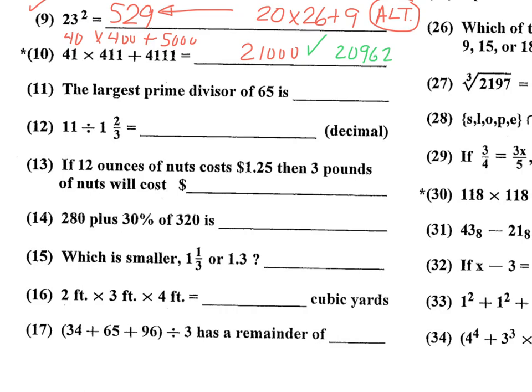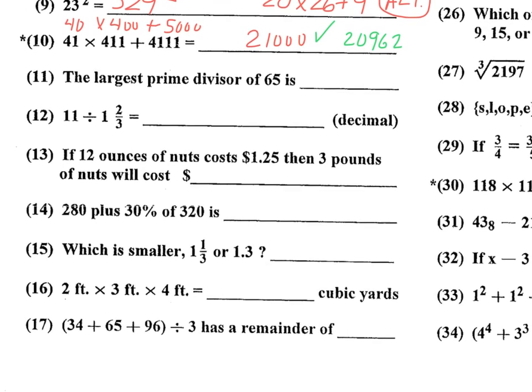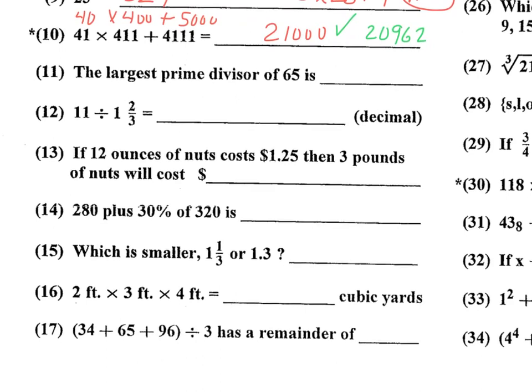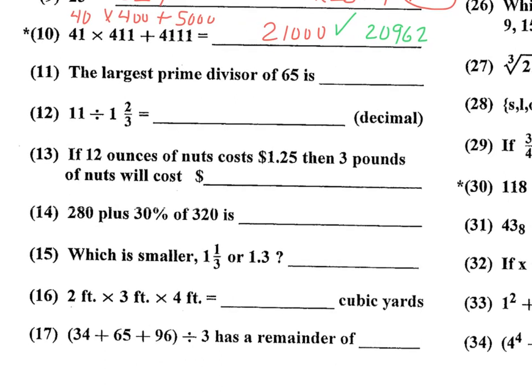The largest prime factor, the largest prime divisor of 65. Well, I think you already know that 65 is 5 times 13. Both are prime numbers, and the largest prime factor is 13.